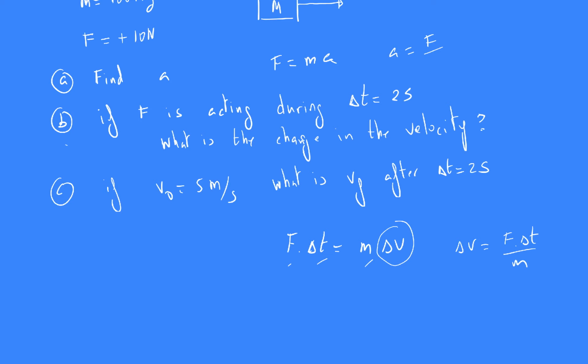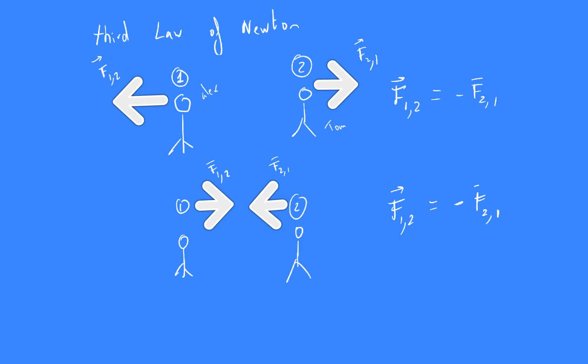Well, I leave you this. You will find delta v in part B, that is v final minus v initial. You have the delta v here. You don't know vf, but you know v0. What is vf? Okay. On the third law, I have sent you a video, but this is the summary.